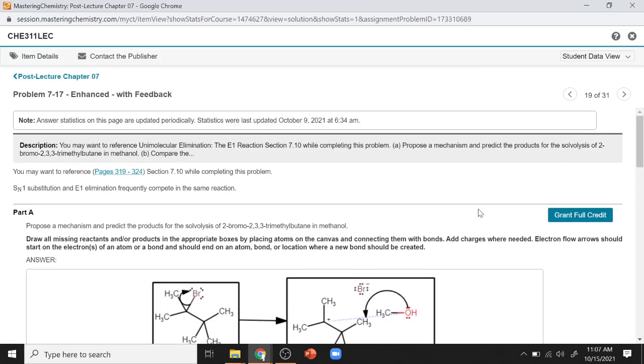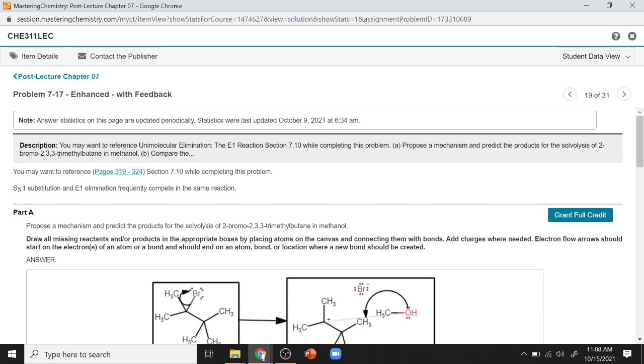So these are going to be SN1 substitution and E1 elimination. They frequently compete in the same reaction. Part A, propose the mechanism and predict the products for the solvolysis of 2-bromo-2,3,3-trimethylbutane in methanol.